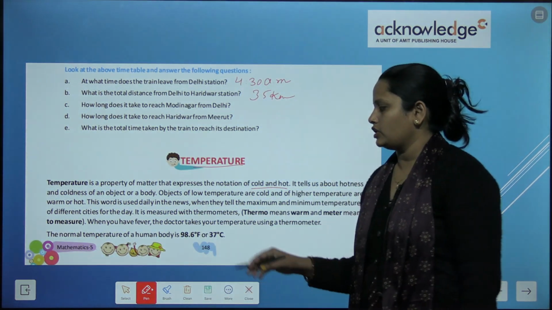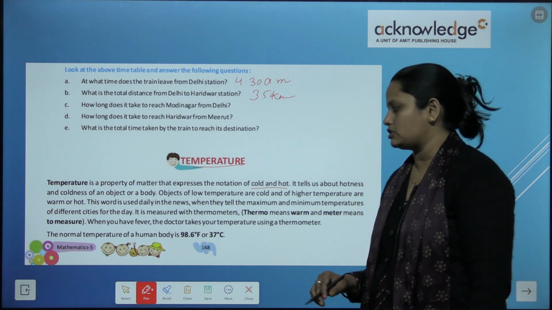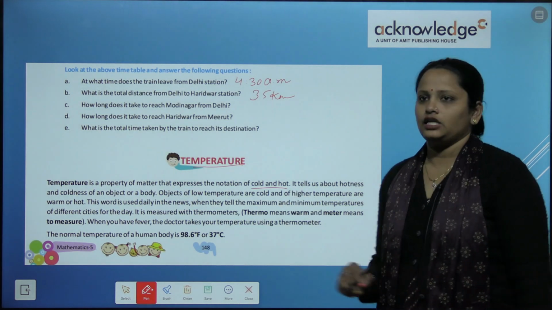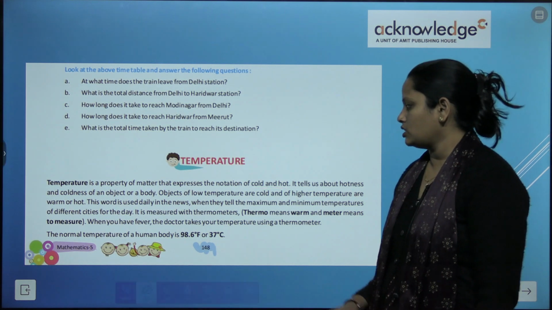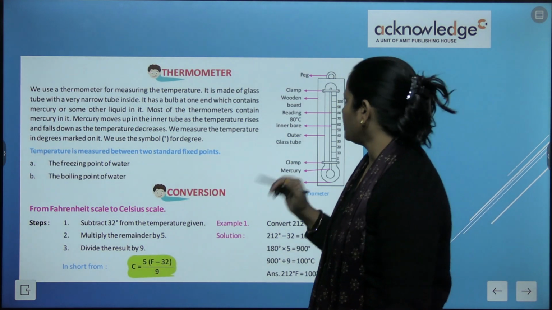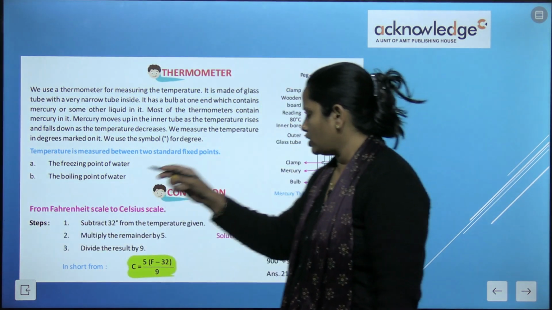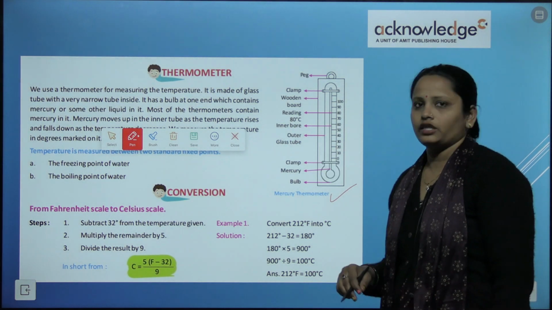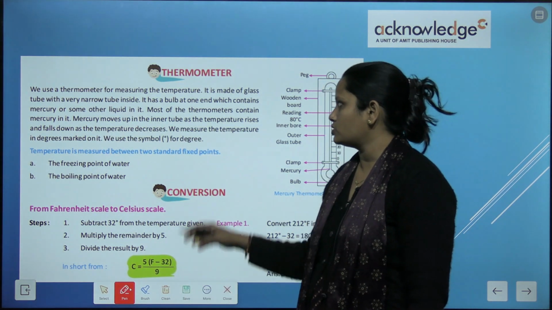Warm को हम measure करने के लिए thermometer use करते हैं. When you have fever, the doctor takes the temperature and it is done by using the thermometer. So the normal temperature of a human body is 98.6 Fahrenheit and 37 degrees Celsius. So this is the normal human temperature. What is the thermometer and how it looks? Here you can see the picture of thermometer is in front of you. So we use a thermometer for measuring the temperature. Temperature को measure करने के लिए हम thermometer use करते हैं.